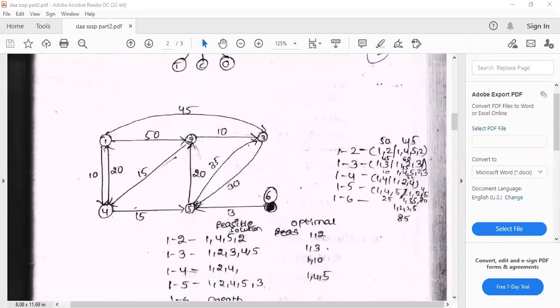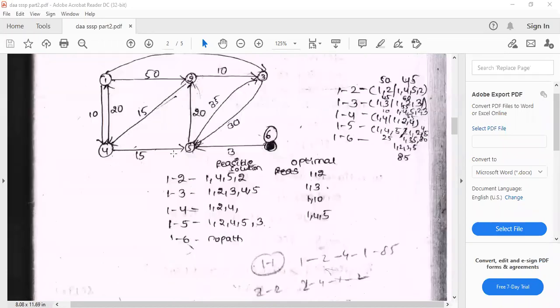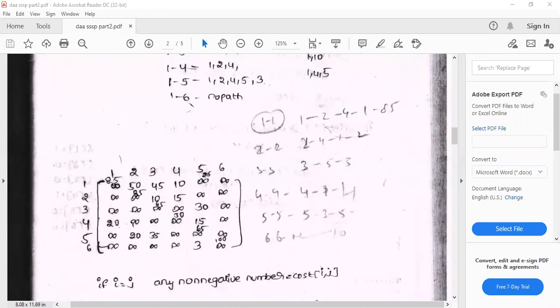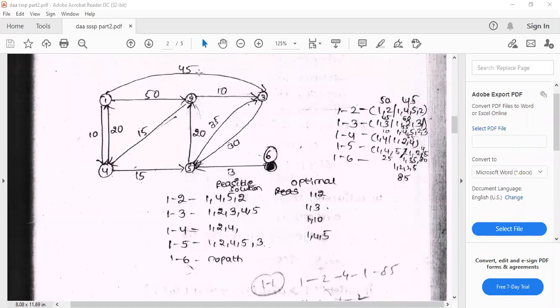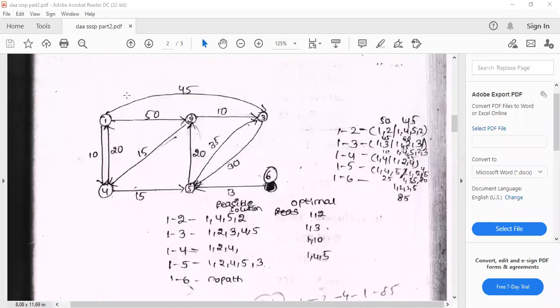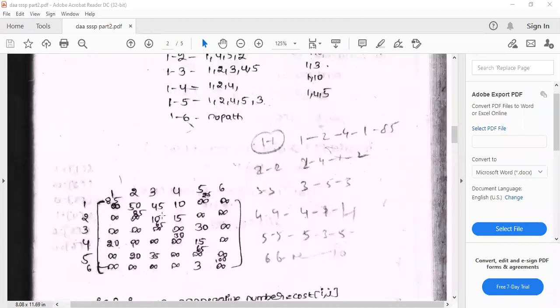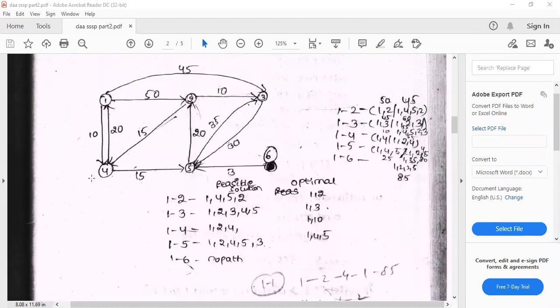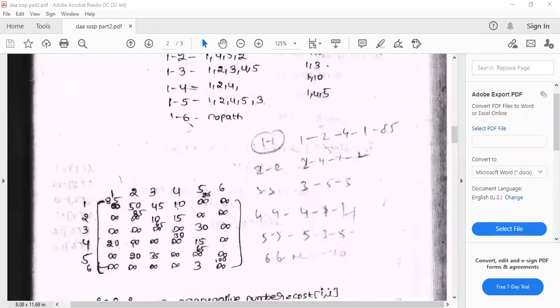Next, suppose there is an edge present in the graph, it is represented by its cost. Suppose cost of 1 comma 2 is 50. Cost of 1 comma 3 is 45, that is, there is an edge present from 1 to 3 equal to 45. Next, cost of 1 comma 4, there is an edge present from 1 to 4 equal to 10.